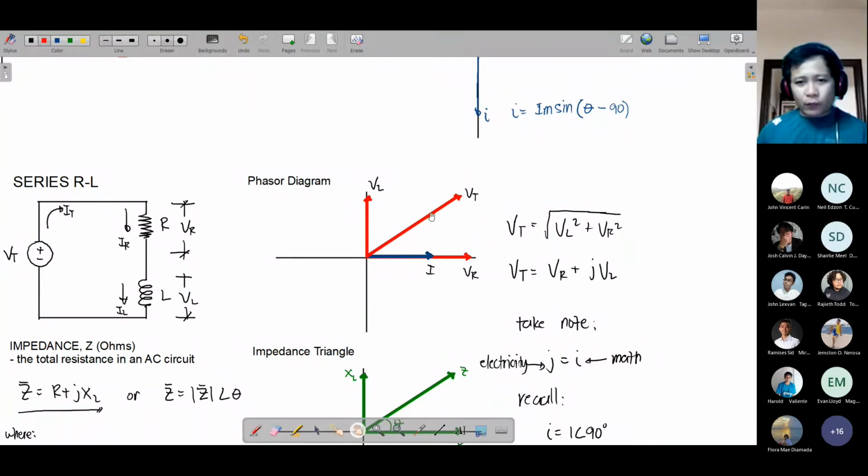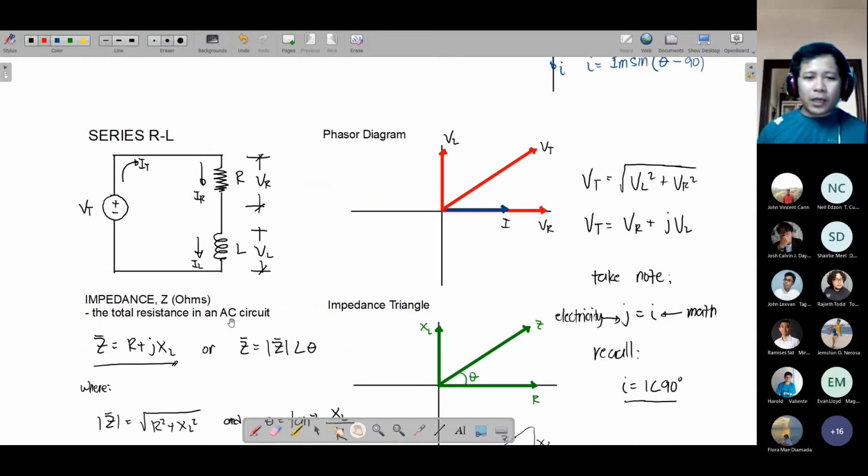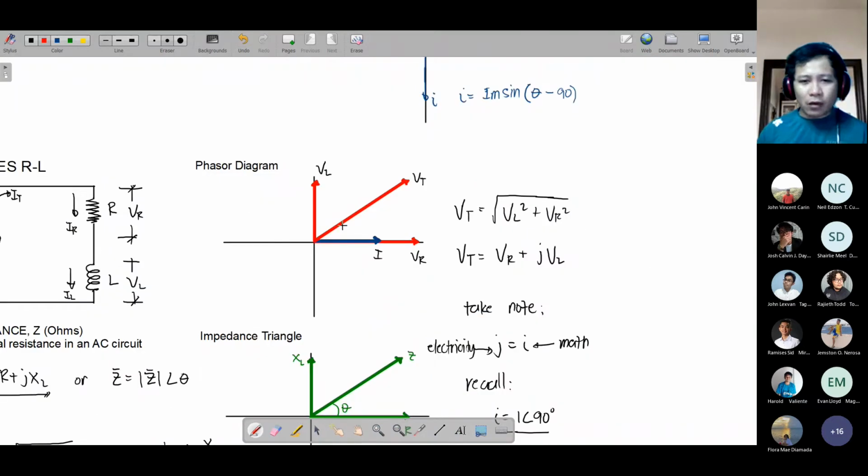Okay? So if you want to solve for the total voltage, you have to use the Pythagorean theorem. Or if you don't want to use the Pythagorean theorem, use the complex mode. Okay? Use complex numbers. For example, if this is the angle, let's say angle phi, your V total will just be the magnitude of V total at an angle of phi. It can be done like that, you're just going to use complex numbers.